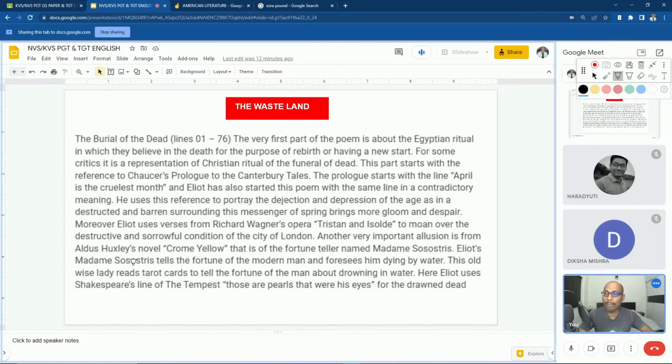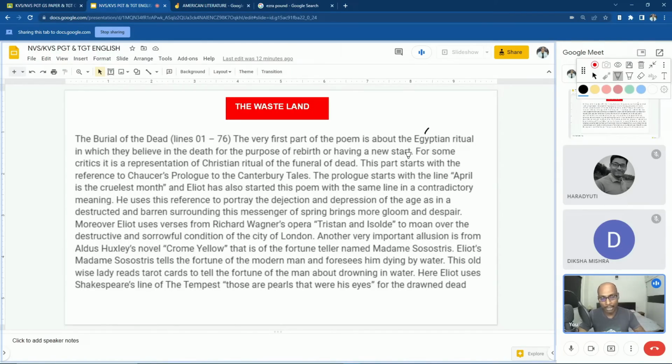Next, if you see The Burial of the Dead, line 1 to line 76, the very first part of the poem is about the Egyptian ritual in which they believe in death for the purpose of rebirth or having a new start. Goji, you asked me a question, correct? What is the connection? Why is this part titled the burial of the dead? Correct? Right, sir. So it is an Egyptian ritual in which they believe in death for the purpose of rebirth or having a new start.